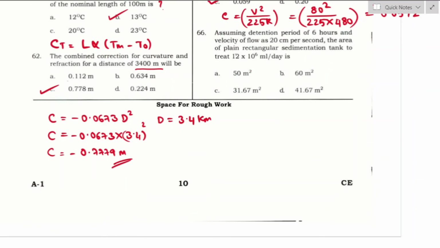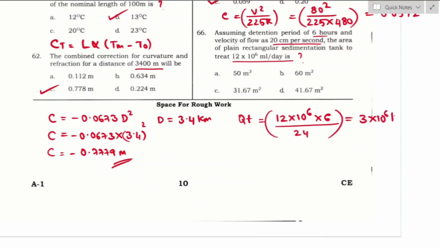Question number 66. Assuming detention period of 6 hours and the velocity of the flow as 20 cm per second, the area of the plain rectangular sedimentation tank to treat 12 into 10 to the power of 6 milliliter per day is. So we have to find the cross-sectional area of the sedimentation tank. Before that, let us write down the quantity of the water treated during the detention period of 6 hours. So quantity of the water treated is 12 into 10 to the power of 6 into 6 hours divided by 24. So quantity of the water treated is 3 into 10 to the power of 6 liters, which is equal to 3000 cubic meter.